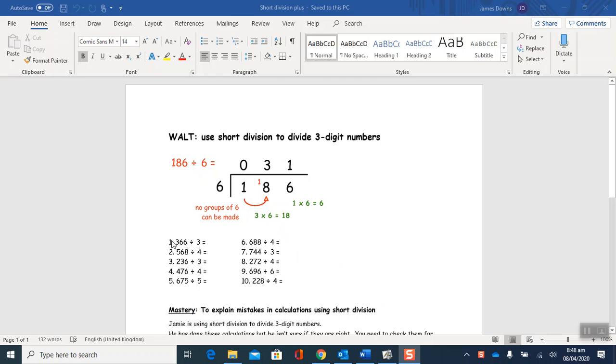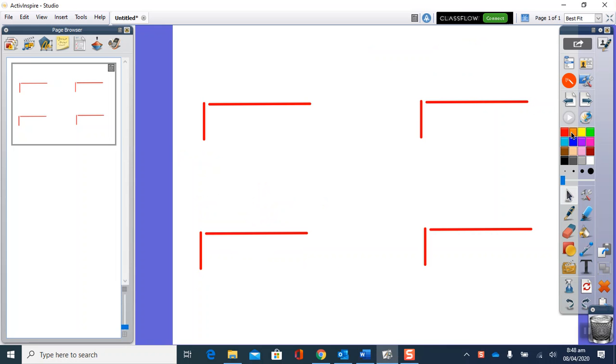So question 1 says, number 1, 366 divided by 3. So I come straight here, and it's 366 divided by 3. So my divisor goes on the outside of the box, and my dividend goes under here. 366, sorry, it's taking a long time. Okay, and now I'm going to try and solve it.